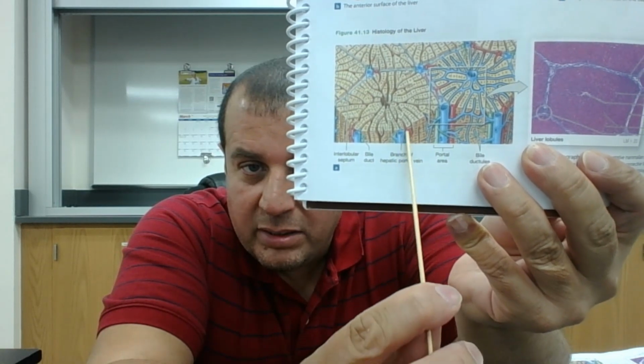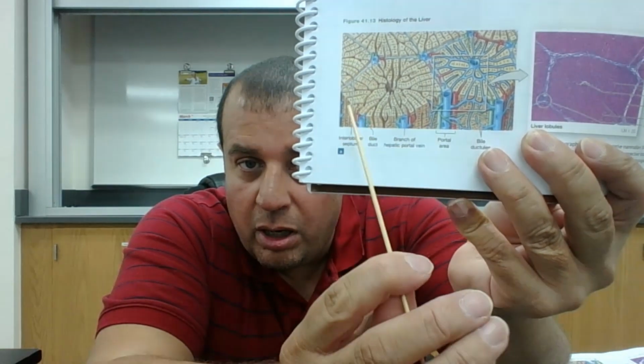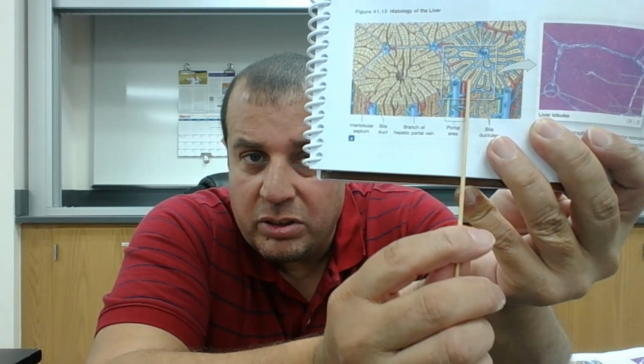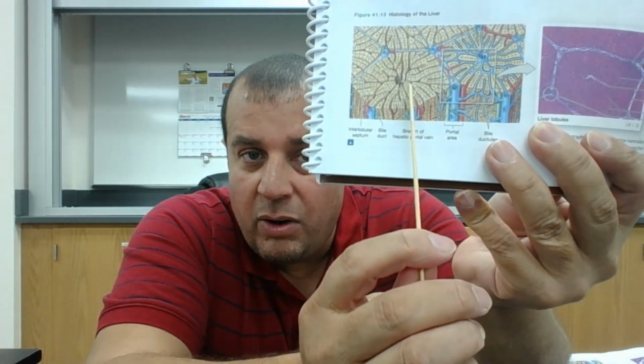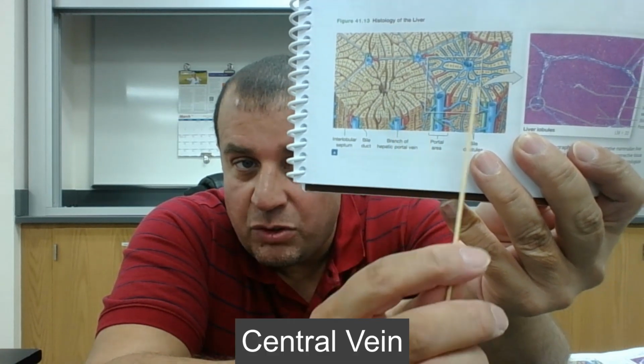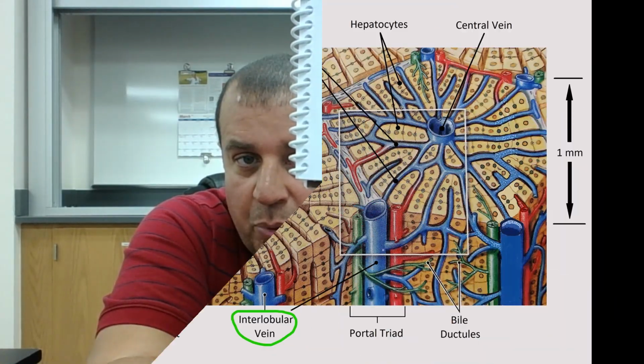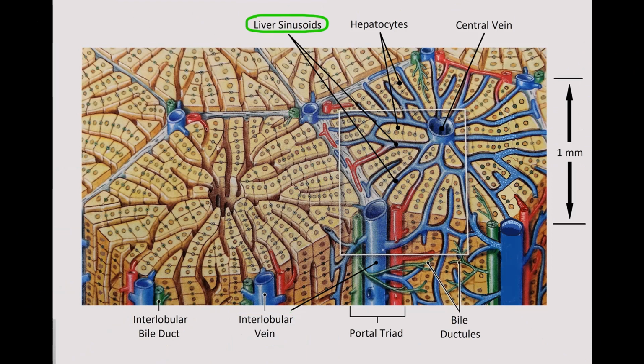That triad is in each corner of the liver lobule, because it's a hexagonal shaped structure. In the center we have a central vein. The nutrients are going to go from the interlobular vein to the sinusoids, which are liver capillaries. Sinusoids drop off those nutrients to the hepatocytes. Whatever's left over in the blood goes to the central vein and eventually up to the hepatic vein, inferior vena cava, and into the right atrium of the heart.